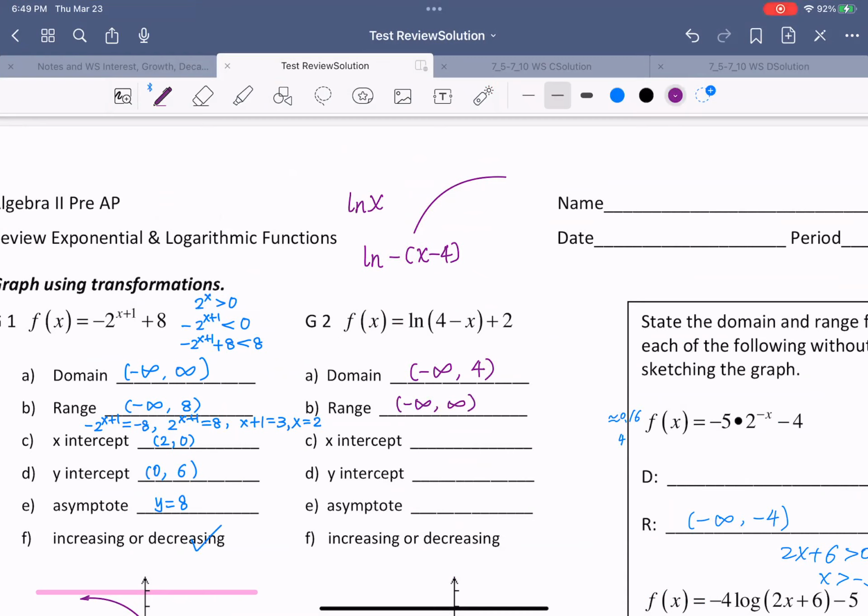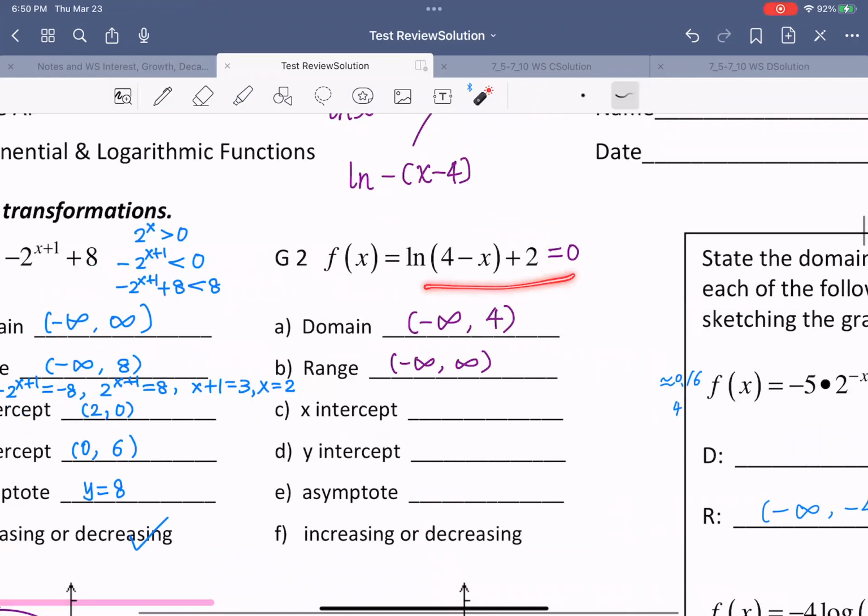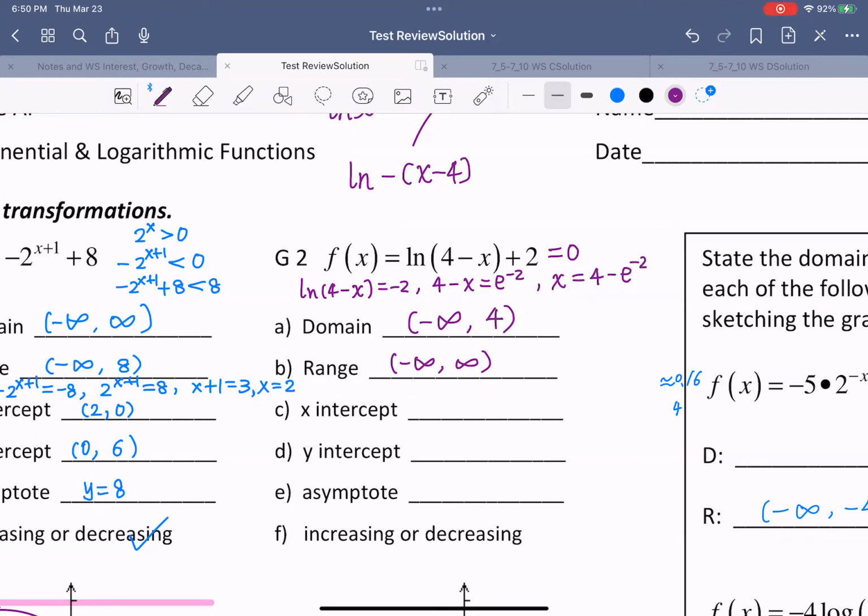Okay. X-intercept, we want to solve it. We make this equal 0, right? X-intercept makes your y equal 0. Let's see, then ln of 4 minus x will be negative 2. So 4 minus x becomes, this is e, so e to the power negative 2. And then x becomes 4 minus e to the power negative 2.